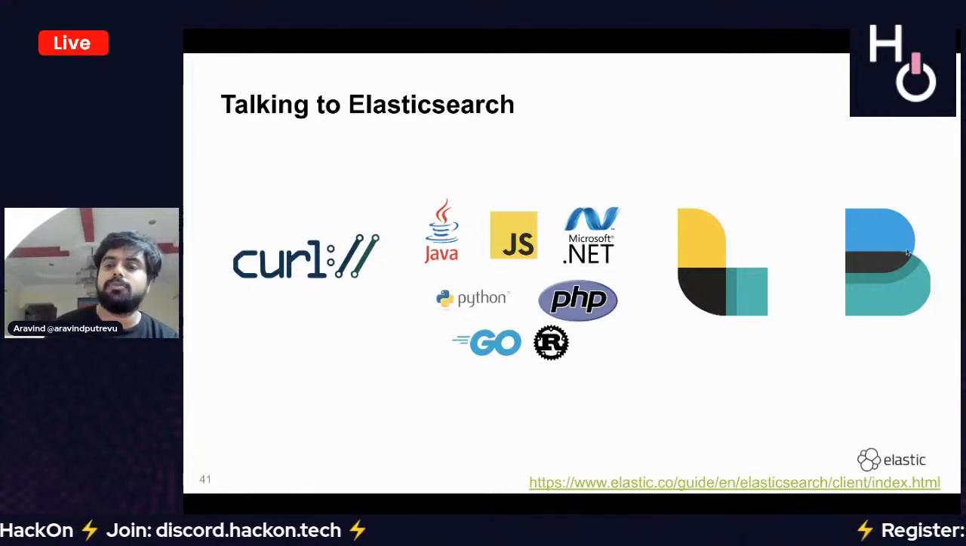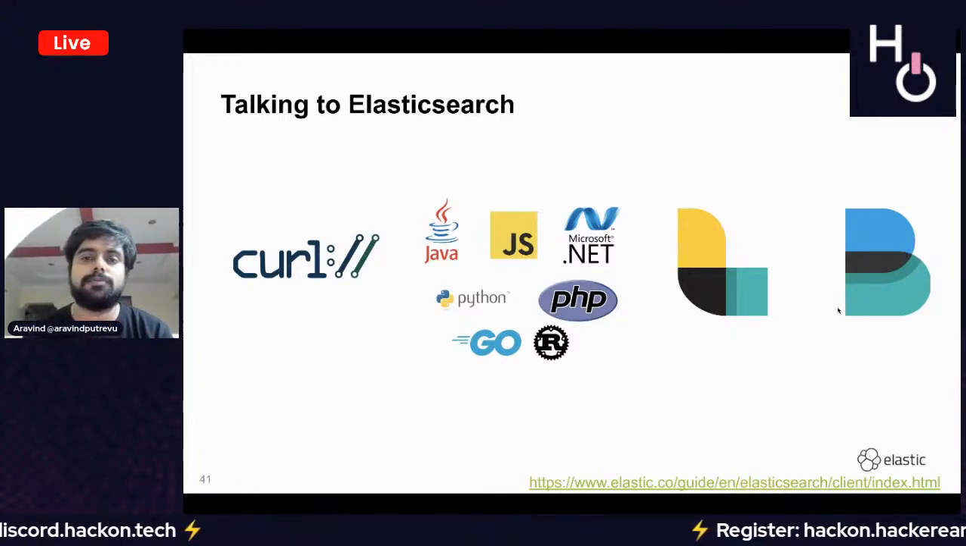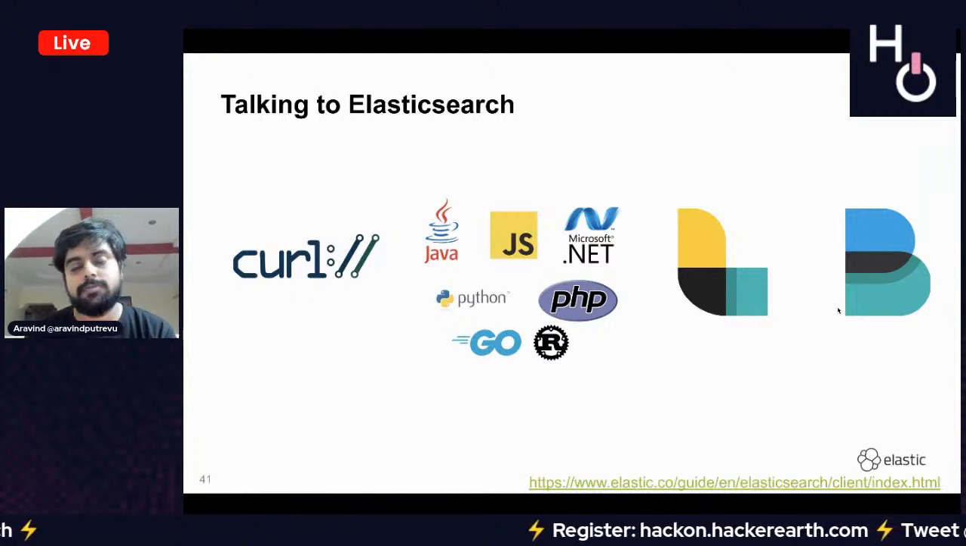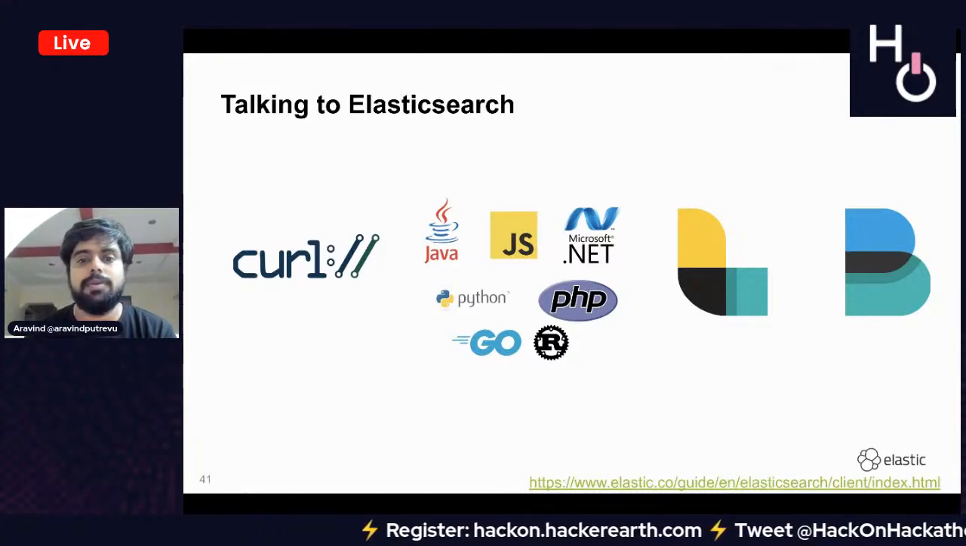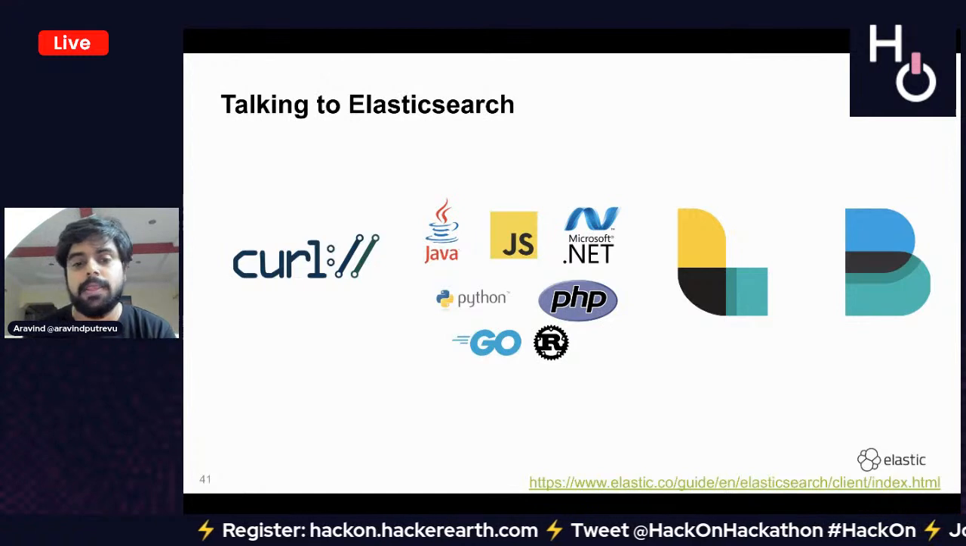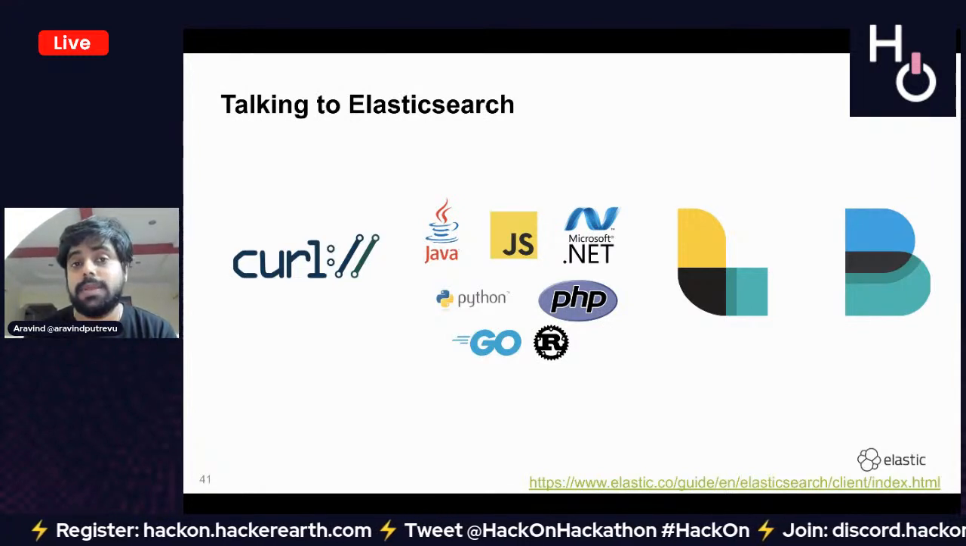So Logstash and Beats are more for operational use cases. If you're a DevOps engineer, or you want to be a DevOps engineer or an SRE, you would definitely be using Logstash, Beats, etc. So Elasticsearch is very extensible.